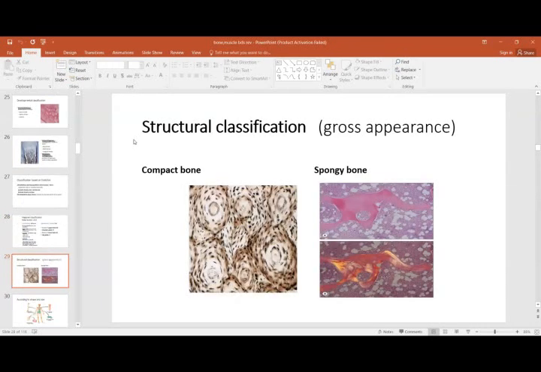Then according to the structure, if it is compactly arranged, it is called compact bone. And if it is loosely arranged, that is the trabeculae, with spaces in it, it is called spongy bone.